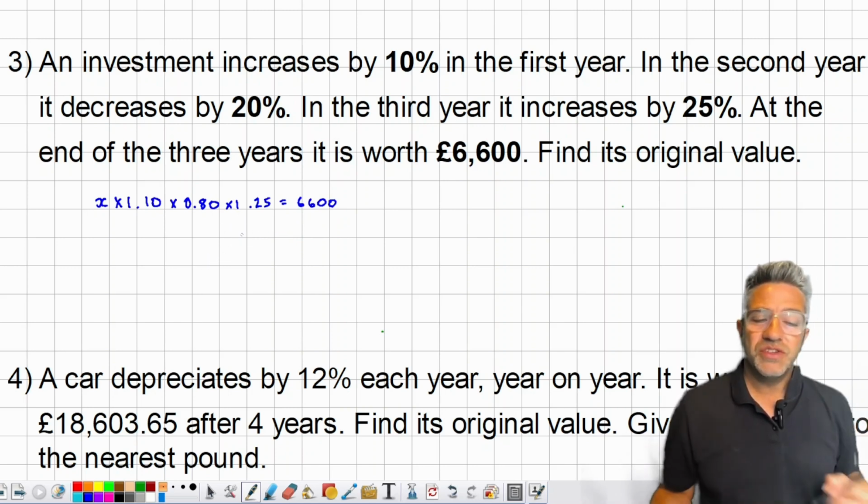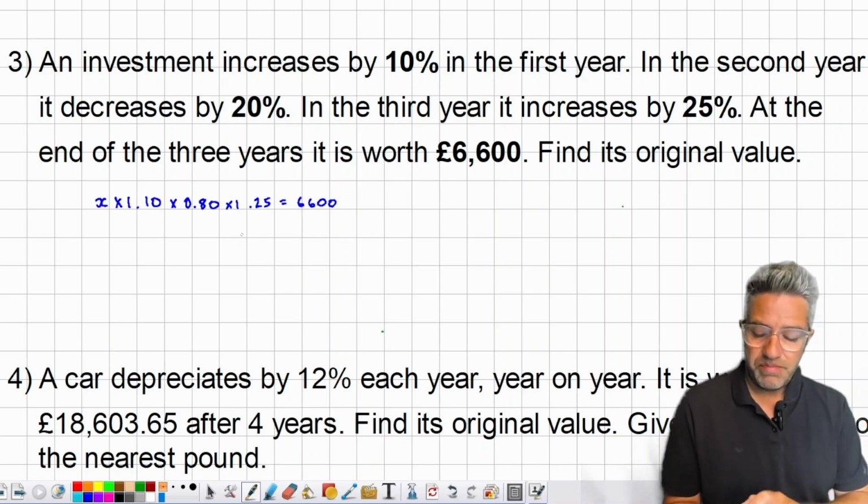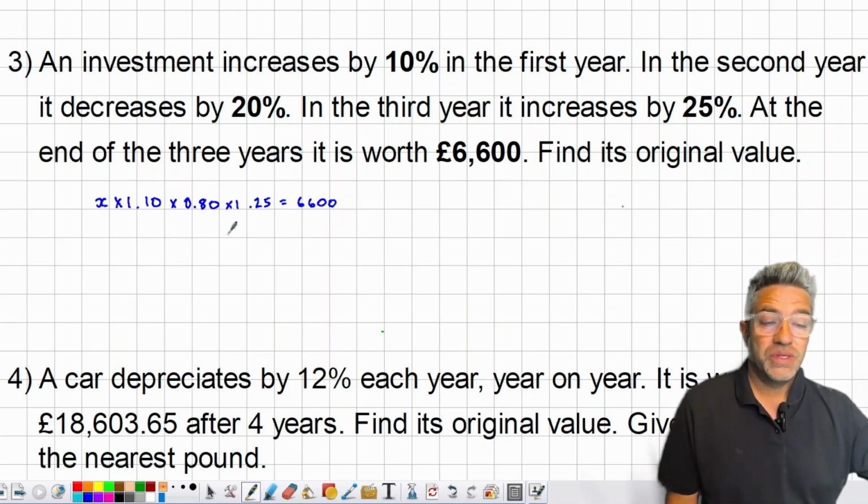Well, I'm going to do some tidying up here. Again, the numbers aren't really hard, but use your calculator for familiarity. So I'm doing 1.10 times 0.80 times 1.25. Again, whilst looking at the number on my calculator, we could do it in our head. We get x times 1.1. In other words, our starting value has had a 10% rise.